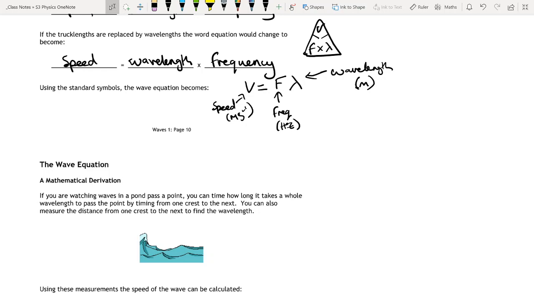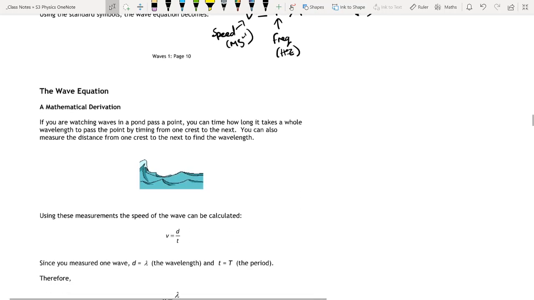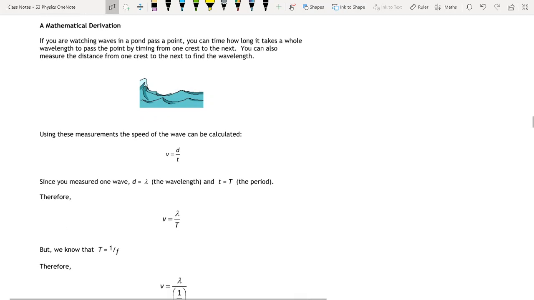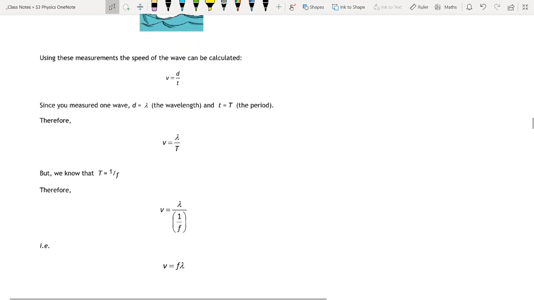Okay. Right. So derivation. If you're watching waves in a pond pass a point, you can time how long it takes a whole wavelength to pass a point by timing from one crest to the next. You can also measure the distance from one crest to the next using a ruler to find the wavelength. So using these measurements, you can work out the speed of the wave because speed is distance divided by time. So if we're using one wavelength, the distance for one wave to pass, and the time for one wave to pass, are we okay at the back?